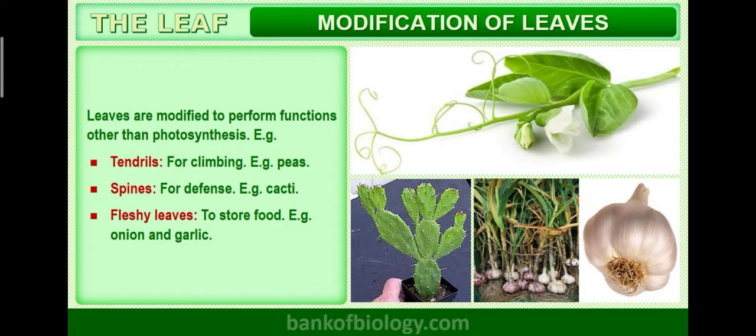Leaves are modified to perform functions other than photosynthesis. In many plants, leaves are modified to perform different functions rather than photosynthesis. As we all know, leaves perform the function of photosynthesis, and leaves are called the kitchen of the plant. For example, tendrils for climbing, example peas; in this, leaves are modified. Spines for defense in cactus. Fleshy leaves to store food, example onion and garlic. So here leaves are modified into different parts of the plants to perform different functions.